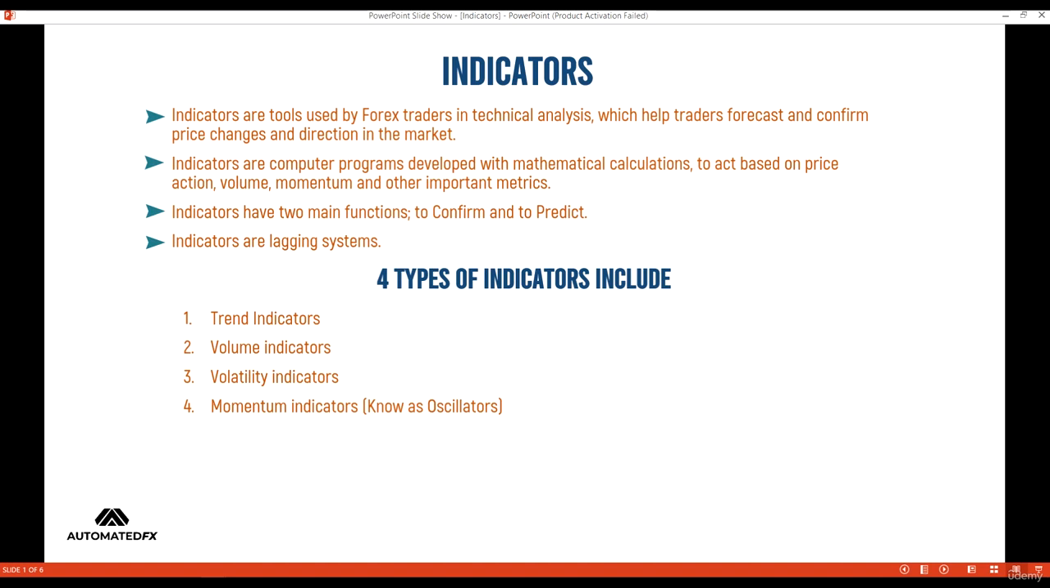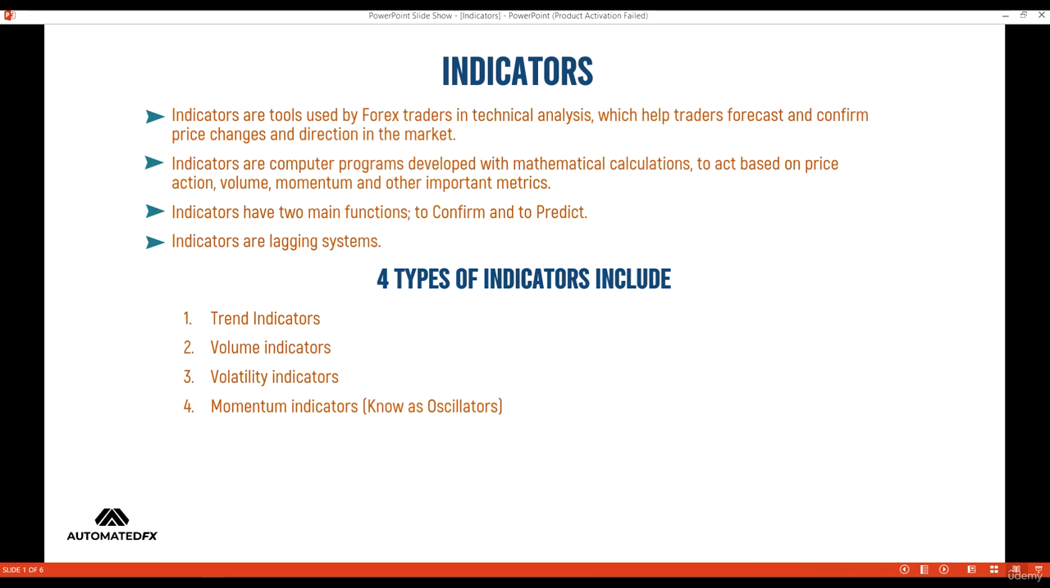And then indicators have two main functions: to confirm, and then to predict. So we can use them as confirmations. We can also use indicators as confirmations in addition to things like price action, candlestick patterns, price patterns, and so on and so forth. So indicators can be used to confirm our buyers and also to predict the movement of the market.